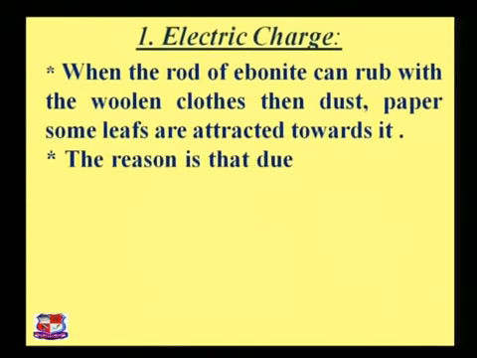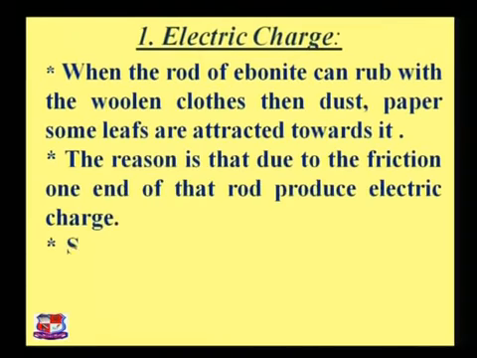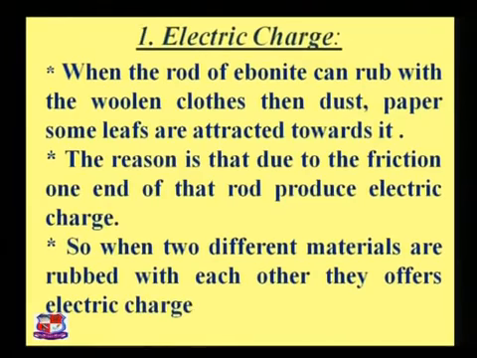When a rod of ebonite is rubbed with any cloth or material, what exactly happens? Whenever we rub the ebonite rod and bring it near woolen clothes, some leaves or some papers, then due to the friction, some charge is generated at one end of the ebonite rod. So the leaves and the papers are attracted toward that rod. This is nothing but what is known as an electric charge.